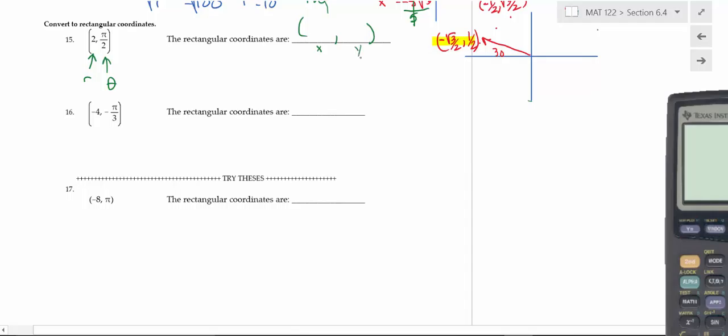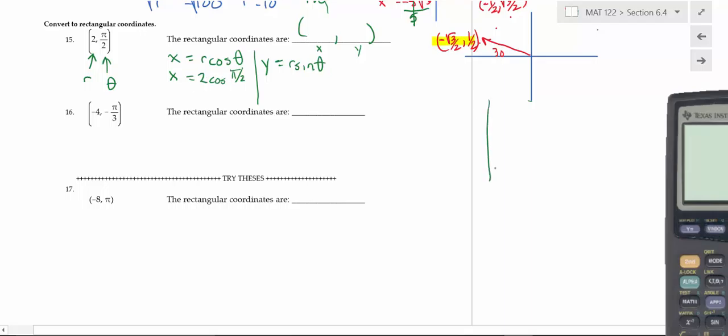Now there are times on these problems when you can do these in your head, but I'm going to show you mechanically how you do this. We have the substitution x is equal to r cosine theta, and the other substitution, y equals r sine theta. That's all you have to remember, and then it just becomes a unit circle activity again. So plug in the radius and plug in the angle. So x is going to be 2 cosine pi over 2.